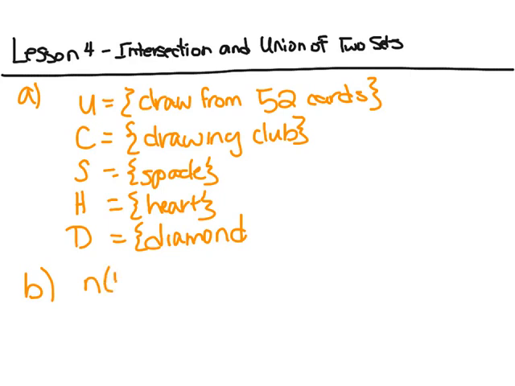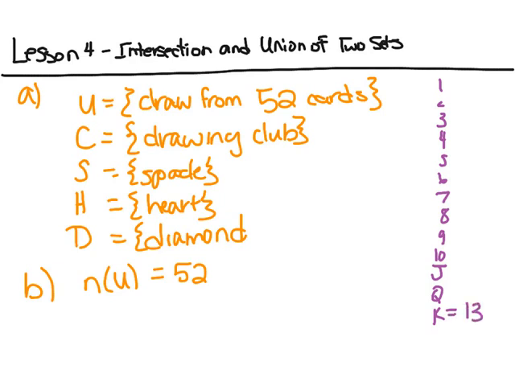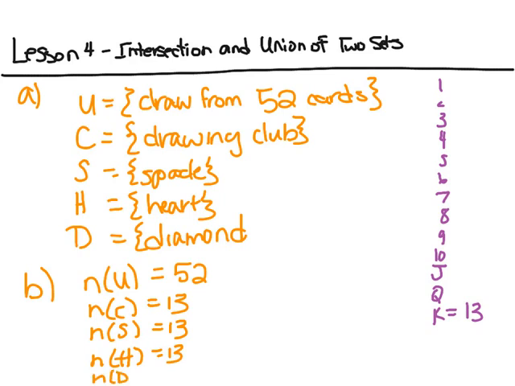So we know n of our universal set is 52. Now, because every deck of cards has an ace, a 2, a 3, 4, 5, 6, 7, 8, 9, 10, jack, queen, and a king, that means that there's 13 cards of each suit. So the n of clubs would be 13, the number of spades would be 13, the number of hearts would be 13, and the number of diamonds would be 13.